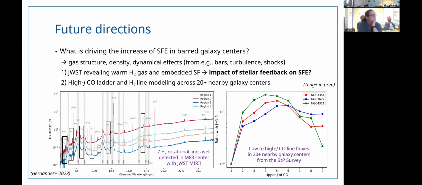Another way to study the warm molecular gas is using the high-J CO transitions. Currently, we already have data from Herschel that includes high-J CO lines up to CO 9-to-8 in about 20 nearby galaxy centers. So these kinds of studies can allow us to systematically study the impact of stellar feedback on star formation efficiency.